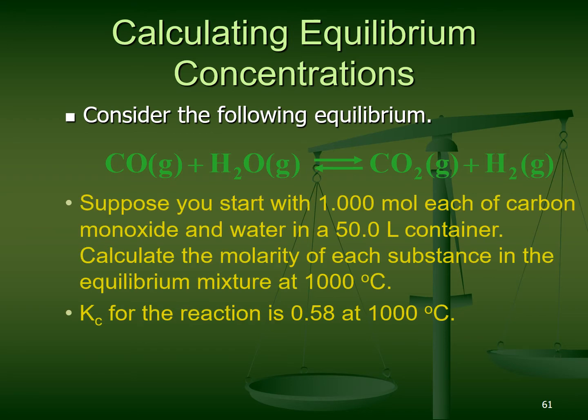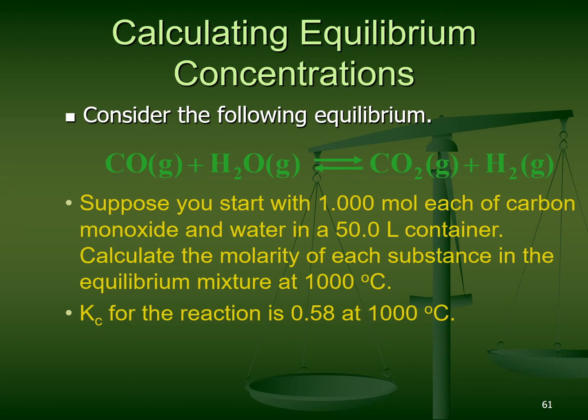Suppose we start with 1 mole each of CO and H2O in a 50-liter container. What will the concentrations be at equilibrium at 1,000 degrees? The temperature is not important as long as you know the K value at that temperature. The K for this reaction at 1,000 degrees Celsius is 0.58.